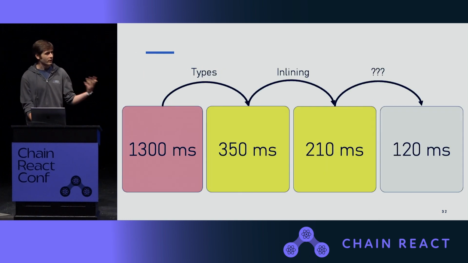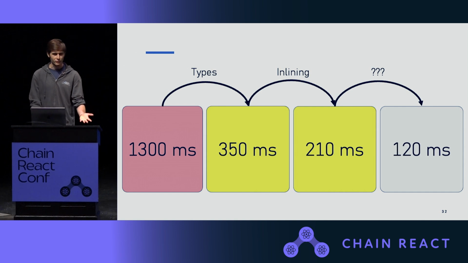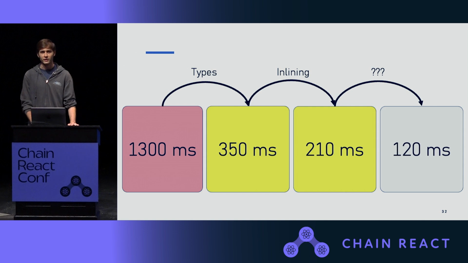So let's check back on what inlining does for our benchmark. We went from 1300 to 350 with types, and from 350, inlining brings us down to 210 milliseconds. But this doesn't get us to quite what we saw at the start of 120 milliseconds. And for that, we're going to go to the last part of the talk.